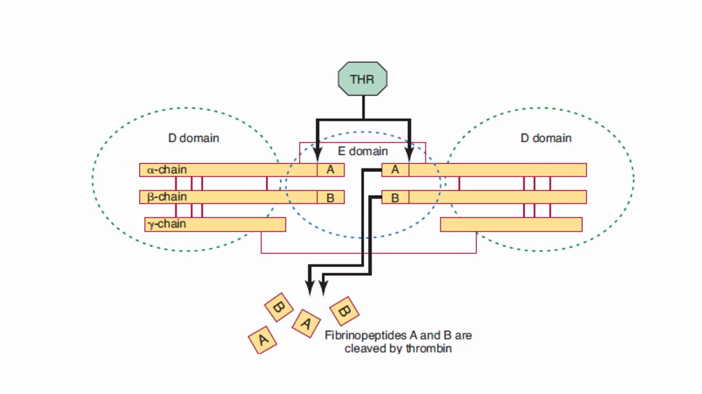Right, so this is the structure. The central domain, E, and then you have the D domain. You can see here that thrombin acts on the A and the B peptides. By removing the peptides in the fibrinogen structure, it activates fibrinogen to become fibrin.